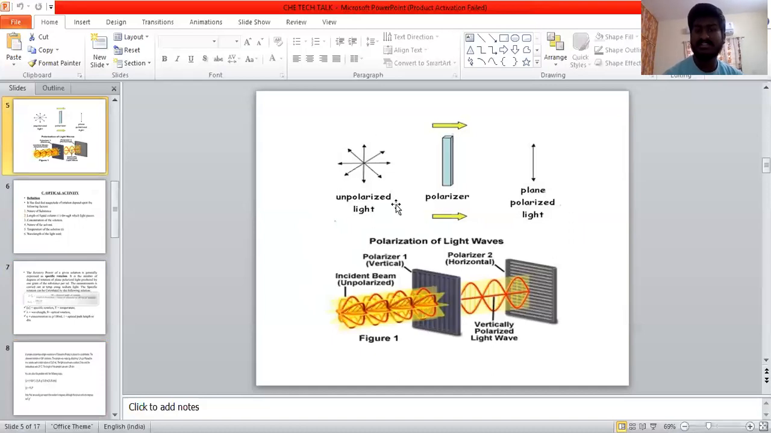So this is your unpolarized light. The vibration takes place in all the directions. When you keep a polaroid, you get only one plane, which is nothing but your plane polarized light. So this is how you convert unpolarized light to polarized light by keeping a polaroid, which is nothing but a Nicol prism. The same explanation is here: unpolarized light, with vibrations from all the directions. You have kept a polaroid, and it is converted to vertically polarized light.